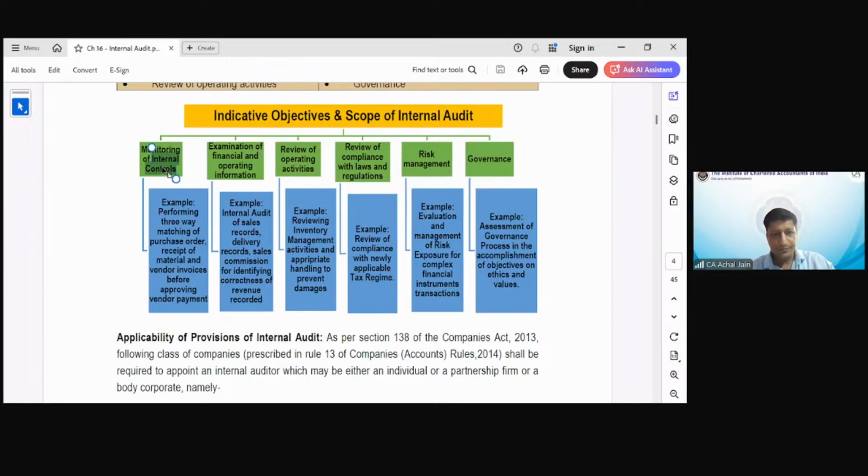Number 1, it talks about examination of financial as well as operating information, review of operating activities, risk management, governance. When it comes to the statutory auditor or the statutory audit, what is the limitation? It's limited to anything which will have financial impact as far as financial statements are concerned.